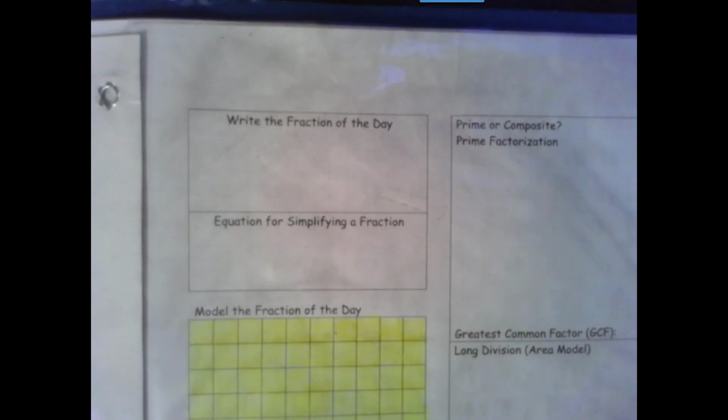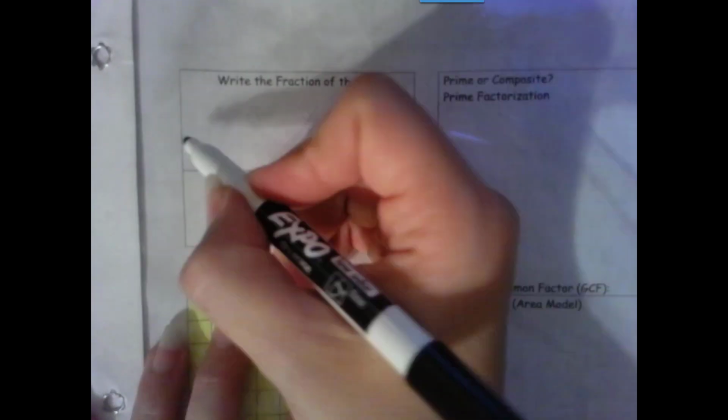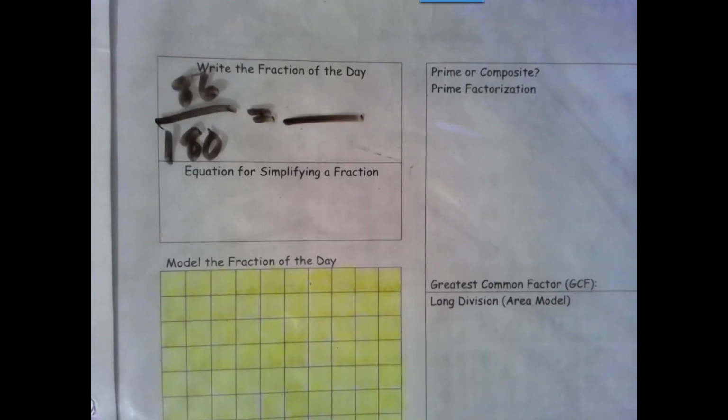Okay, let's go ahead and get down our beginning fraction. We have a total of 180 school days. We are on day 86. Let's figure out if 86 is prime or composite.